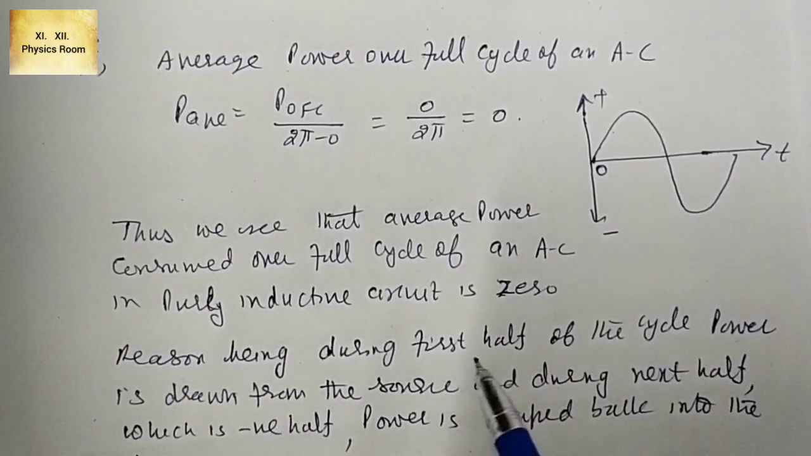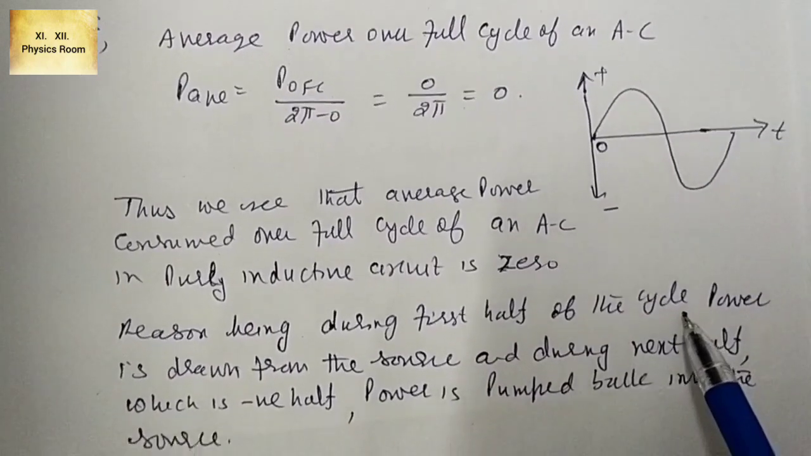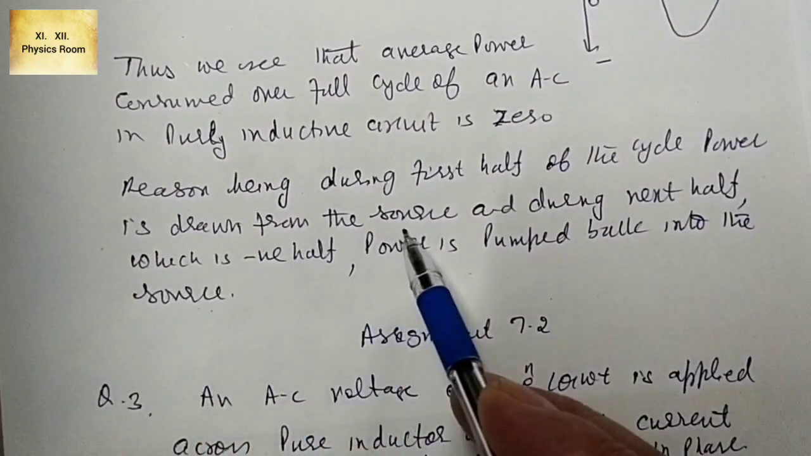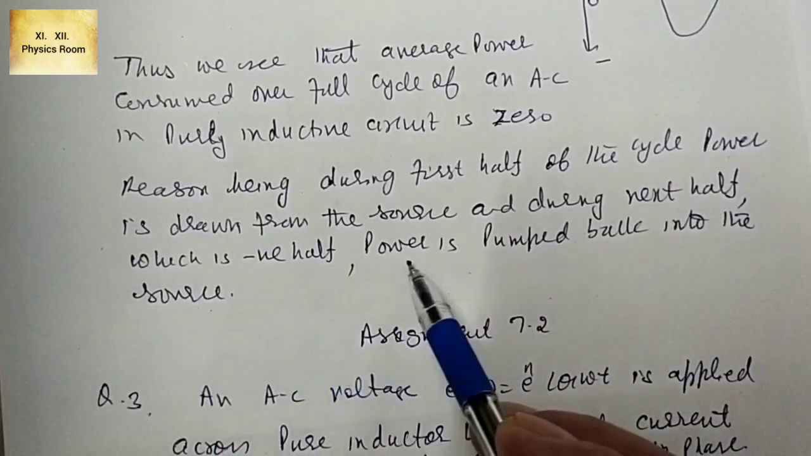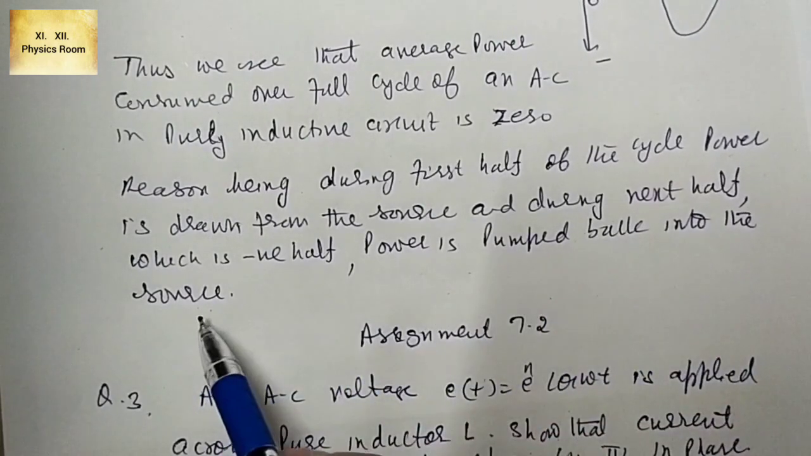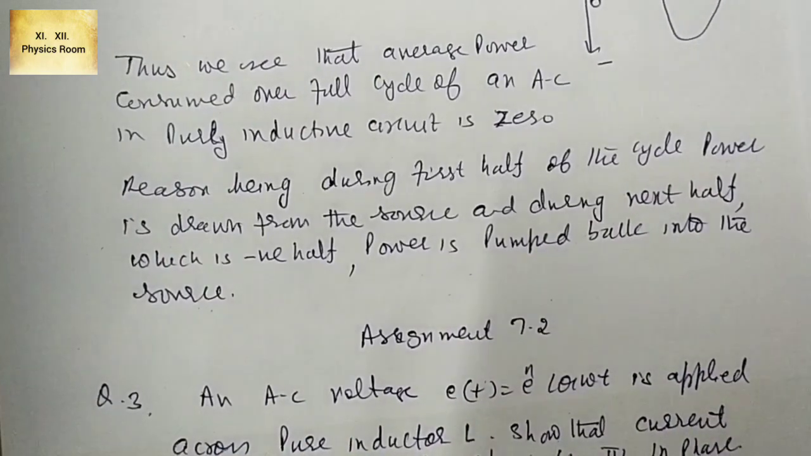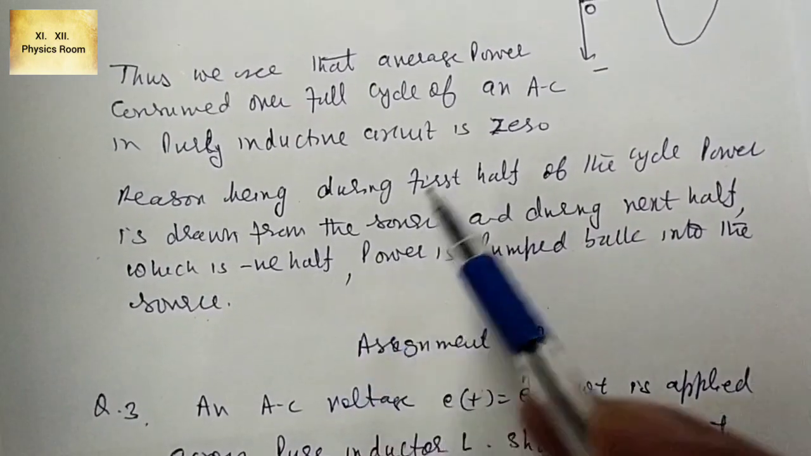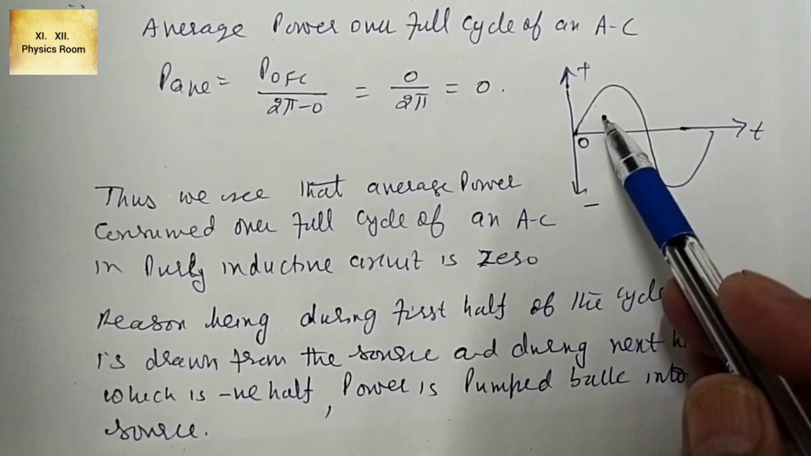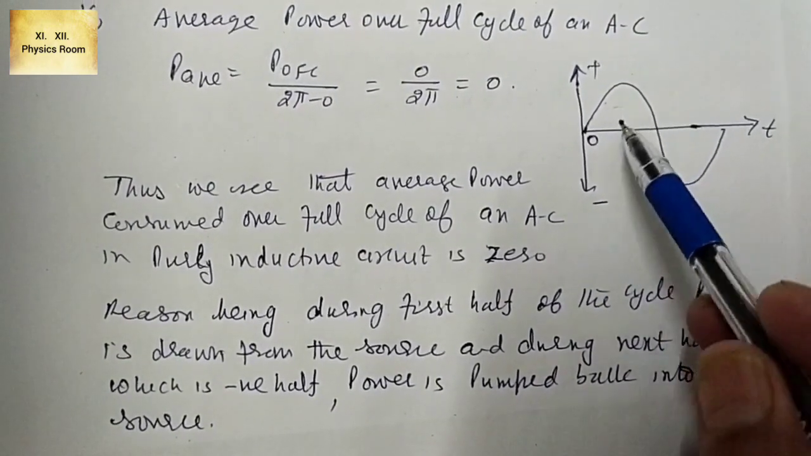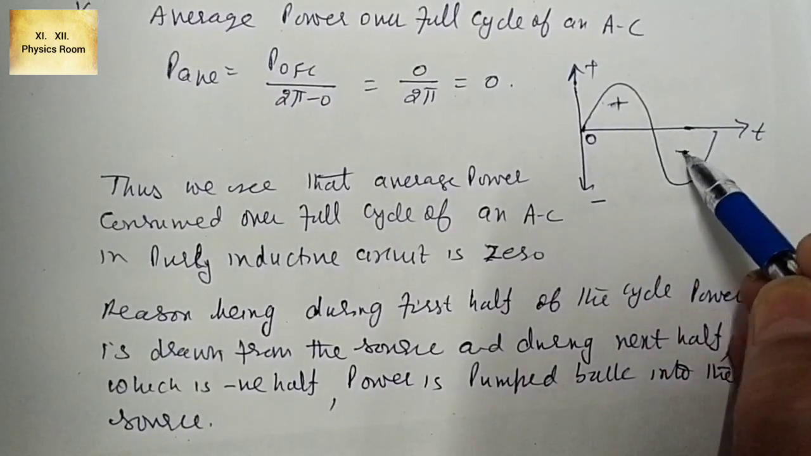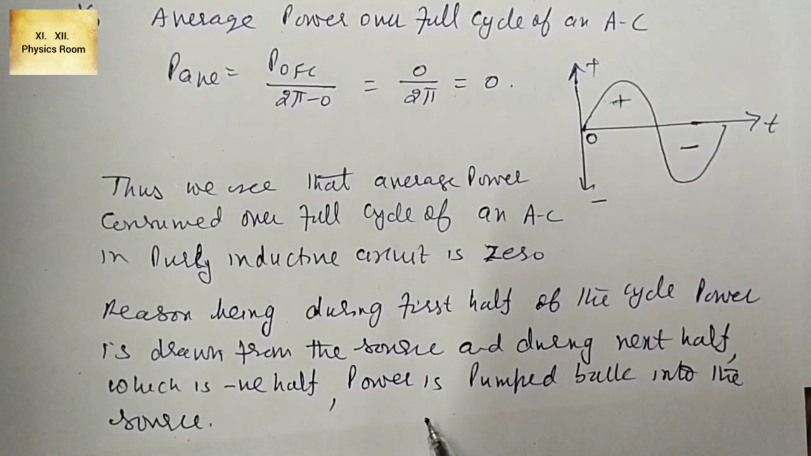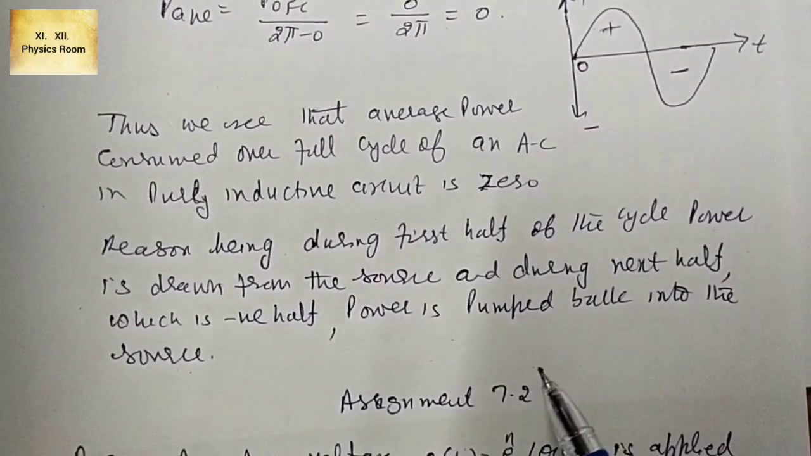Reason being, during the first half of the cycle, power is drawn from the source, and during the next half, which is the negative half, power is pumped back into the source. So during the first, positive half, power is drawn from the source, and during the negative half, power is pumped back into the source. So net power consumed over full cycle is 0. Average power consumed over full cycle is 0.